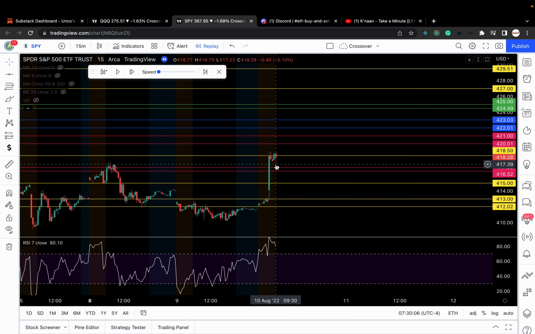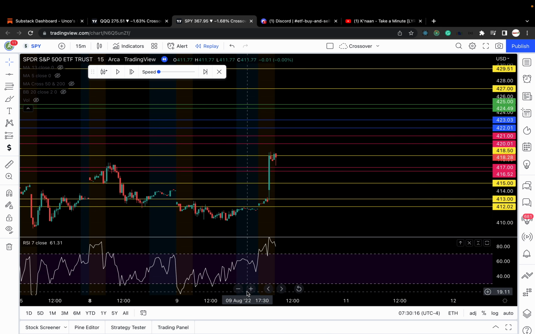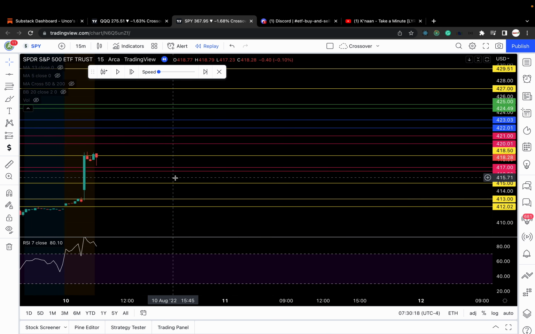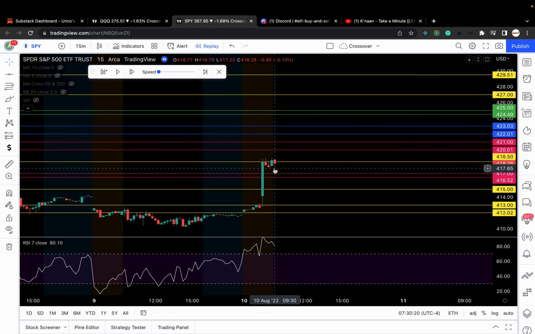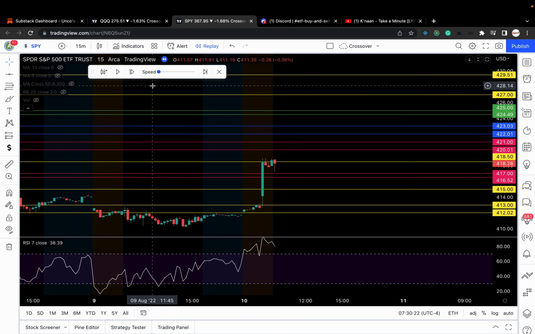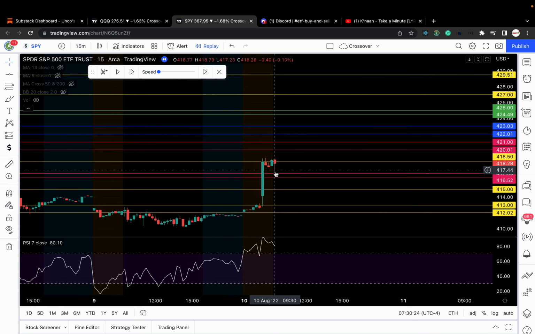If it did come and test that, that would be the backtest strategy, where it backtests the breakout level as support to confirm an upside. But we need to see buying pressure, and you can see here there was buying pressure. Would I have entered longs there? Probably. But if it happened too fast, I probably would have missed that, and then I would have waited for this 418.5 level to clear on the 15-minute chart. Let's see what happens.